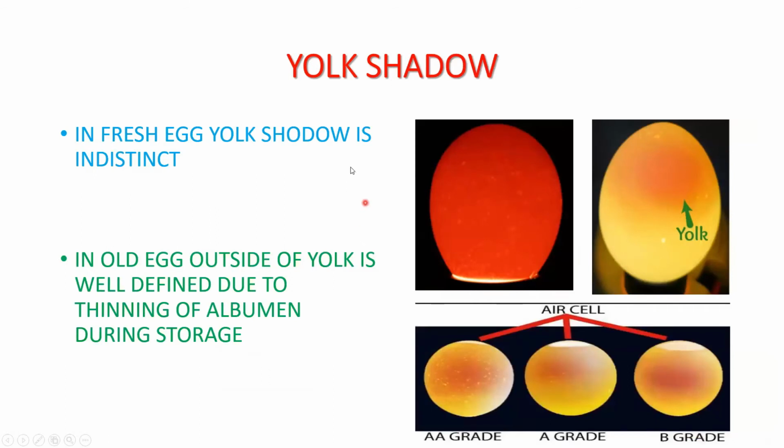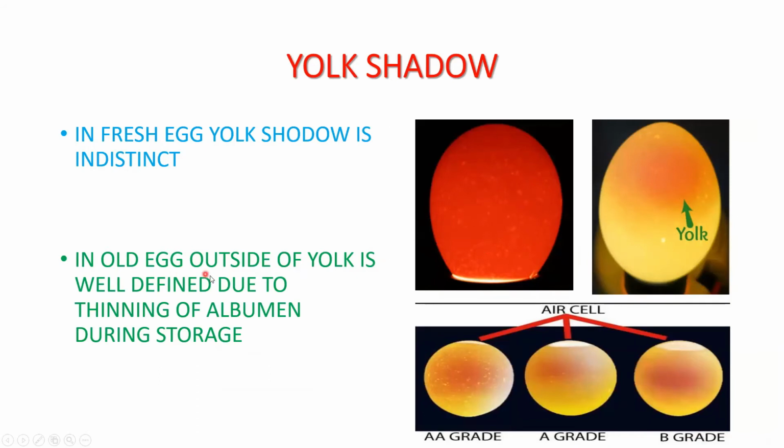So you can see here the yolk shadow. In a fresh egg, the yolk shadow is not distinct, so we will not be able to differentiate the yolk and the egg. As the age increases, the thinning of the albumin will take place. Why is it occurring? We already discussed that. So you can see the yolk is becoming distinct. This is called a yolk shadow.